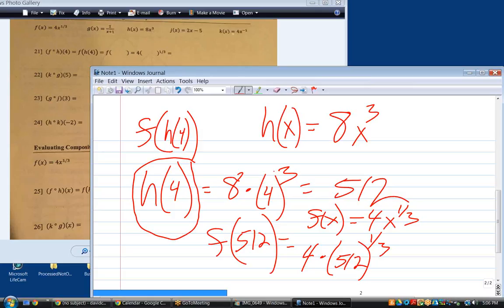Do you need a number for this? Do you need an answer? Do you have your calculator? What's the cube root of 512, times 4? All right, cube root here of 512. Just take 512 raised to the 1/3 power. All right, 512. It's got to be 8. Yes, it is 8. So 4 times 8 is 32.